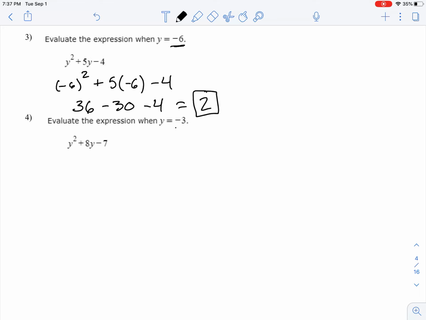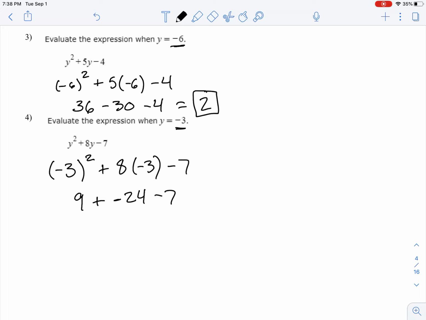Y squared. Again, I've got a negative value here. I'm going to put it in parentheses right away. Negative 3 squared plus 8, plugging in a negative 3 for y again, putting it in parentheses, minus 7. That's a good start. Negative 3 squared is 9, plus 8 times negative 3 is negative 24. So I put the plus sign there, but I could make it a minus 24. I'll just put a minus 24 here. It's plus a negative 24 now. Minus 7.